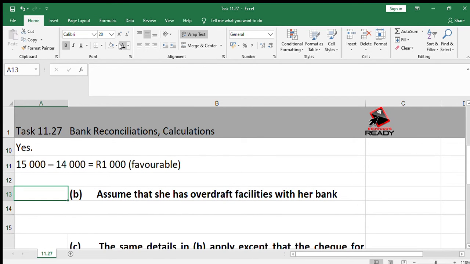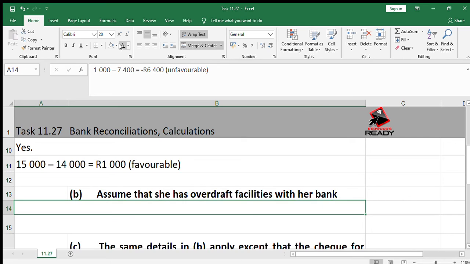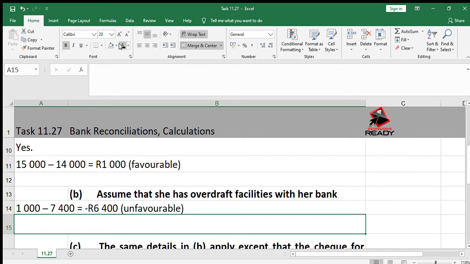Then assume that she has overdraft facilities with her bank, subject to a maximum of 50,000 Rand. She makes payment of 14,000 above, and in addition, she makes a check payment for more stock and equipment for 7,400. What will her new bank balance be on 30th June? Indicate favorable or unfavorable. In addition to this, she now purchases stock and equipment for 7,400. So that leaves her with a 6,400 unfavorable balance.